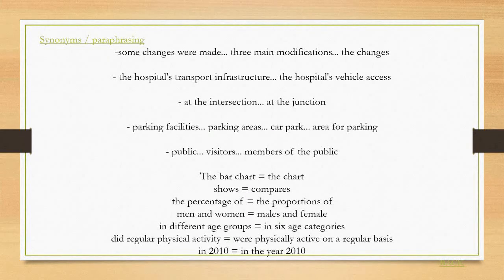Men and women, males and females. In different age groups, you can elaborate: in 6 age categories or in 2 age categories. Did regular physical activities, you can say were physically active on a regular basis. In 2010, you can say in the year 2010.